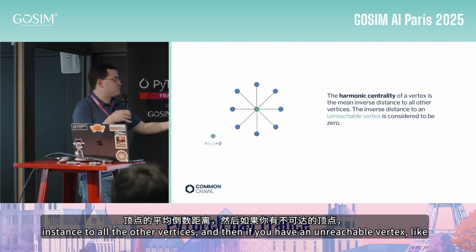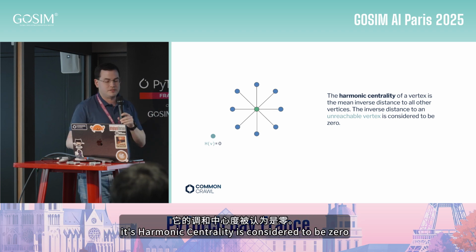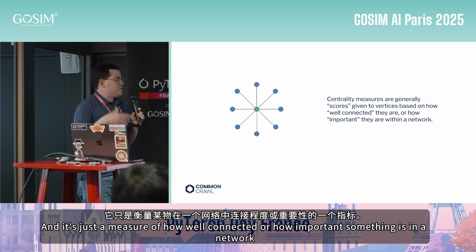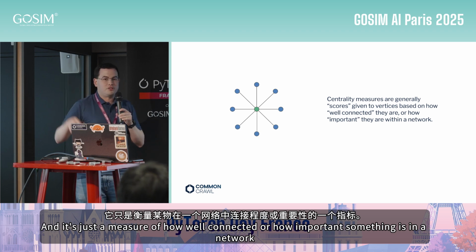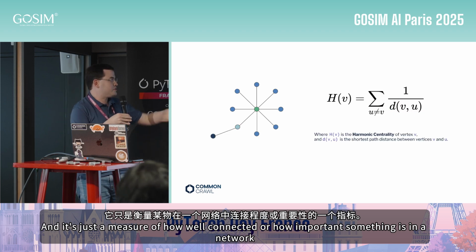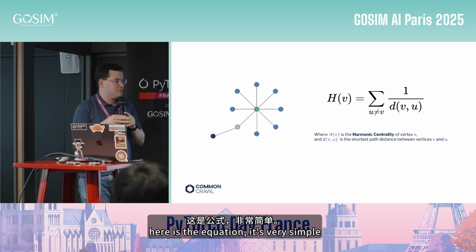And if you have an unreachable vertex, its harmonic centrality is considered to be 0. And it's just a measure of how well connected or how important something is in a network. Here is the equation, it's very simple.